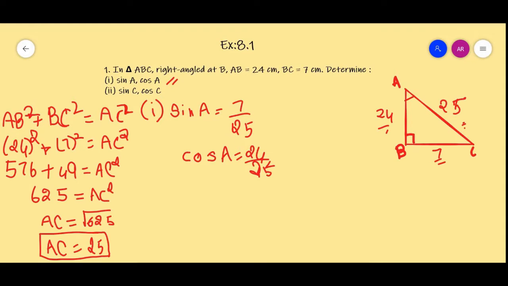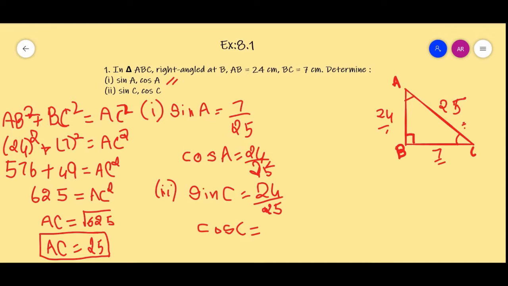So in the second bit, let's solve the second bit right now. In the second bit, they asked us the value of sine C and cos C. So then we have to consider this particular angle. The side opposite to angle C is 24. So sine C would be equal to opposite side by hypotenuse. What is the side opposite to angle C? It's 24. So sine C would be equal to 24 by 25.